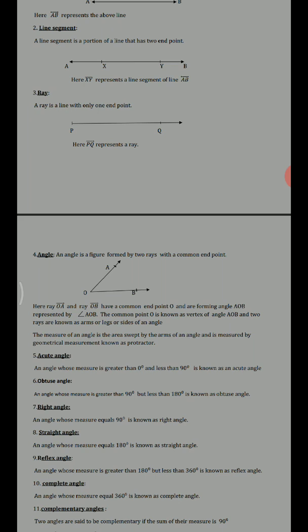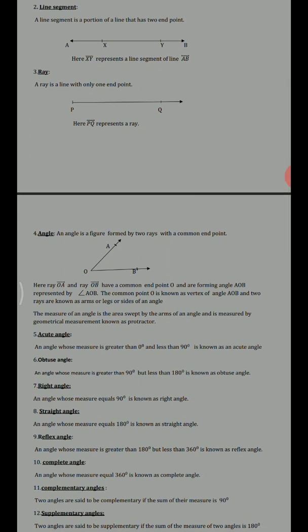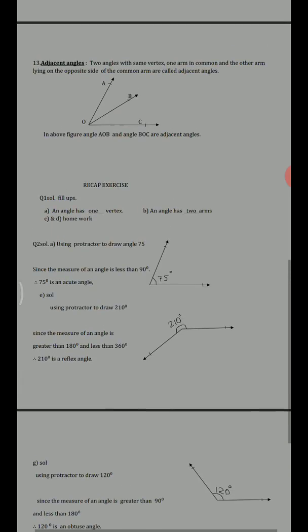Just consider this figure AOB. Here O is the only vertex and it has two arms as well. So the answer lies here. An angle has one vertex and an angle has two arms. Do C and D part on your own.